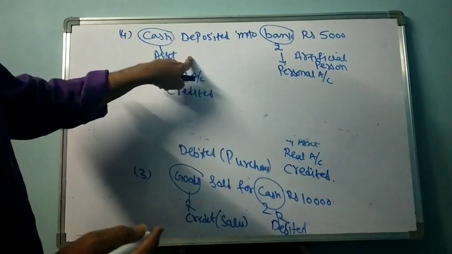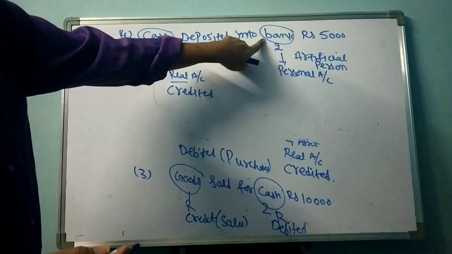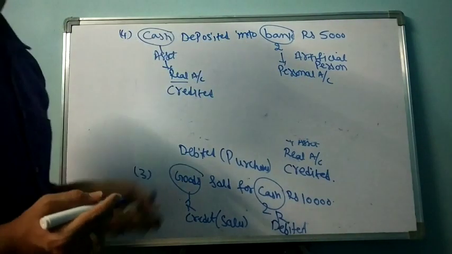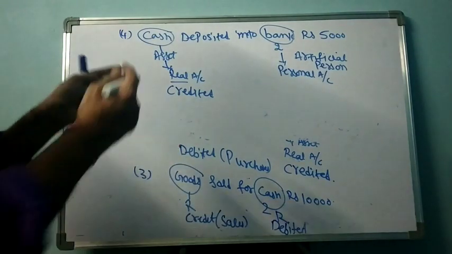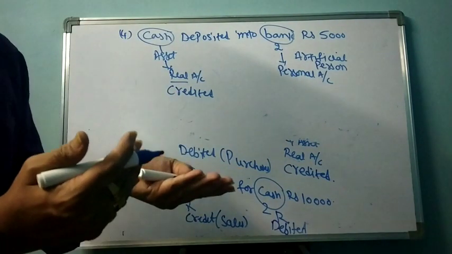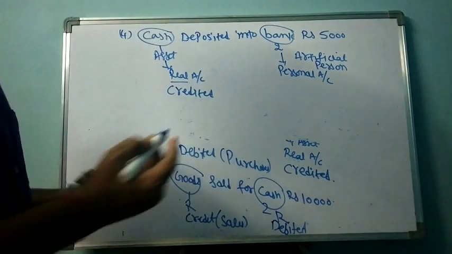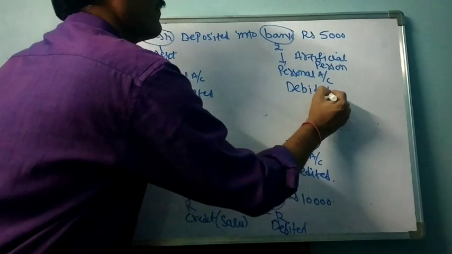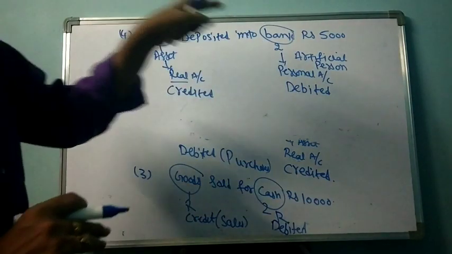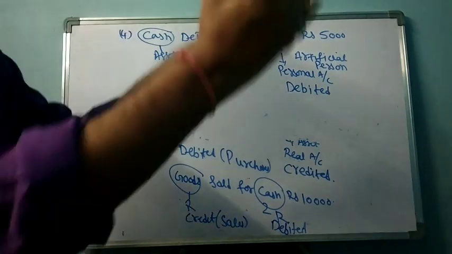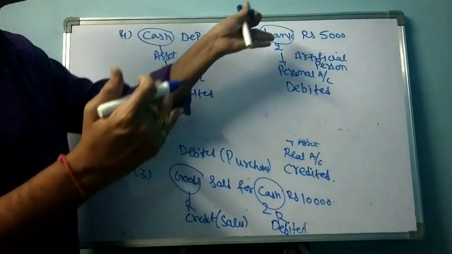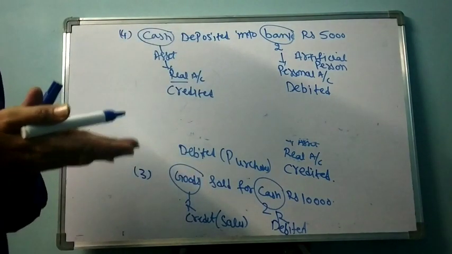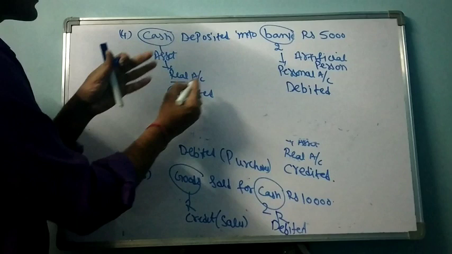Then where is it going? Into the bank. So bank comes under artificial person. Whatever it may be, natural or artificial, rules are the same. Debit the receiver, credit the giver. Whatever cash we are depositing into bank, bank is receiving that cash. So bank should be debited. Bank should be debited because bank is receiving our cash. We are giving money, and the bank is the receiver. Cash is a real account. Debit what comes in, credit what goes out. Since cash is going out, I credited cash.